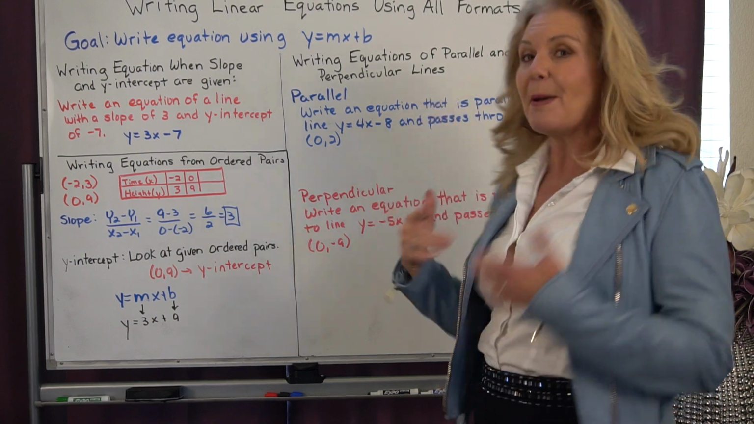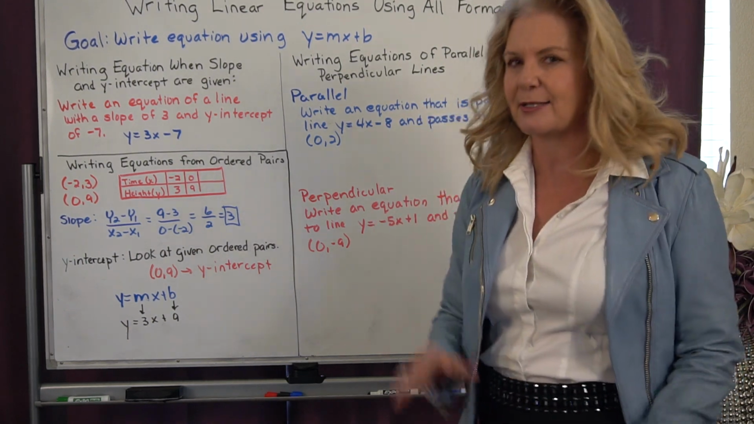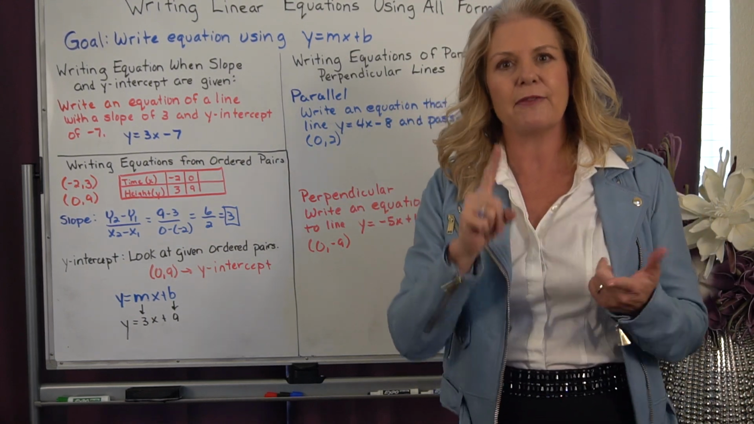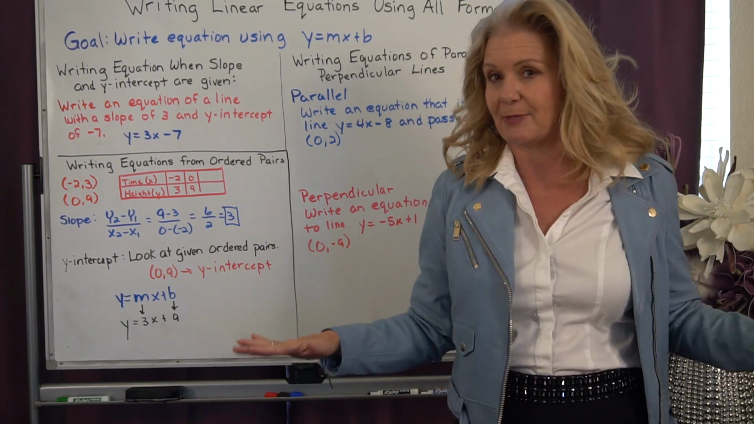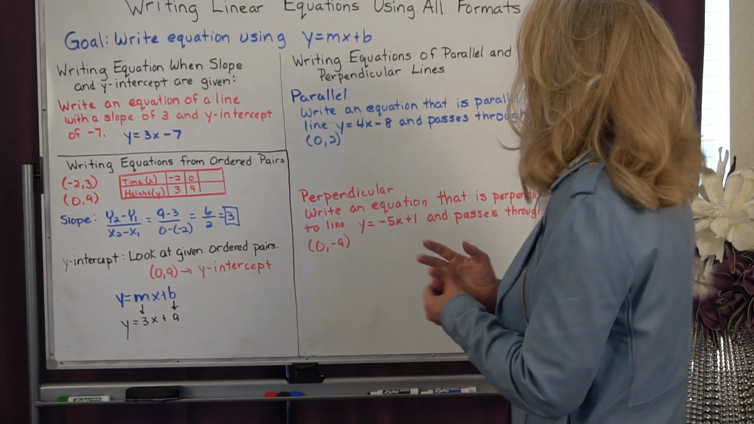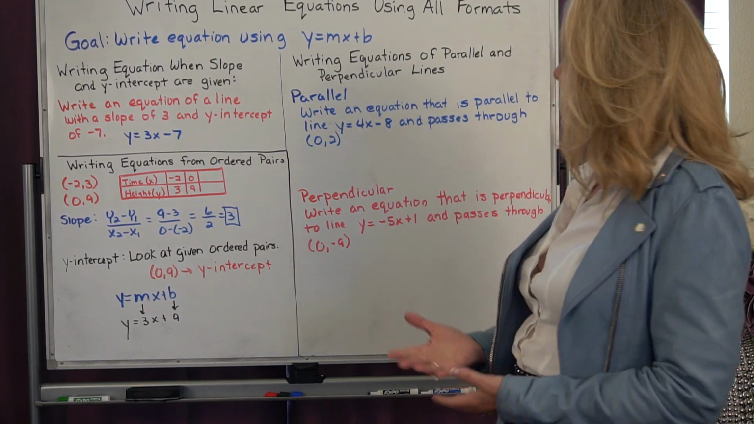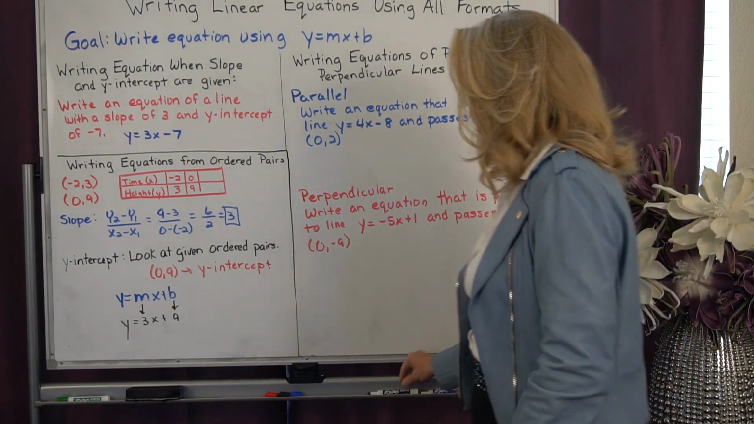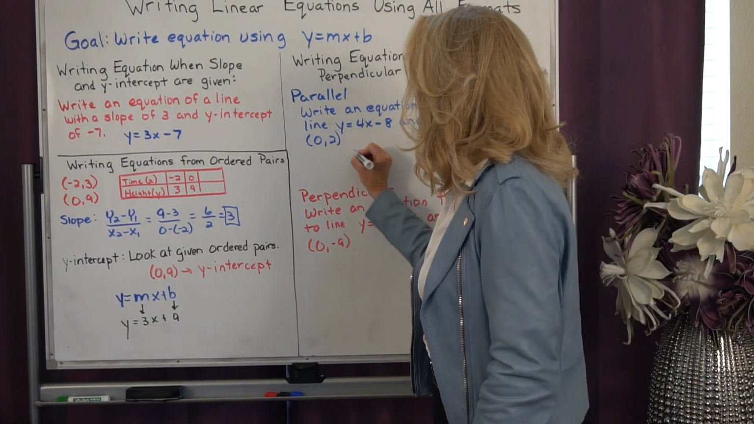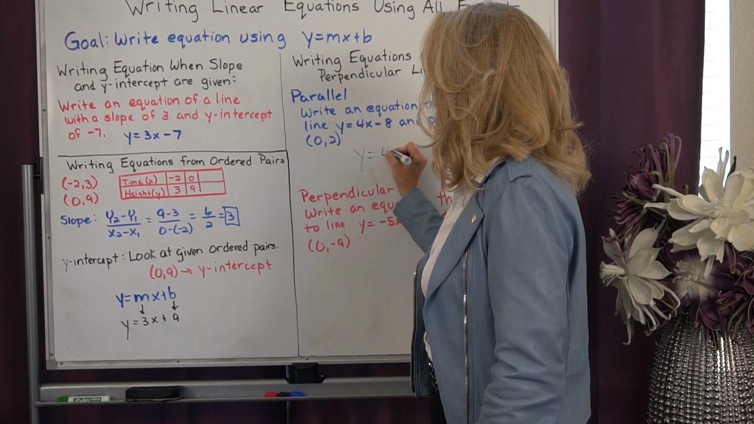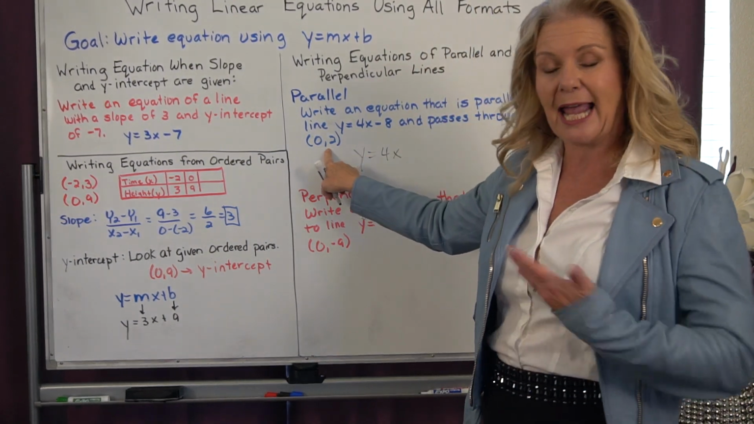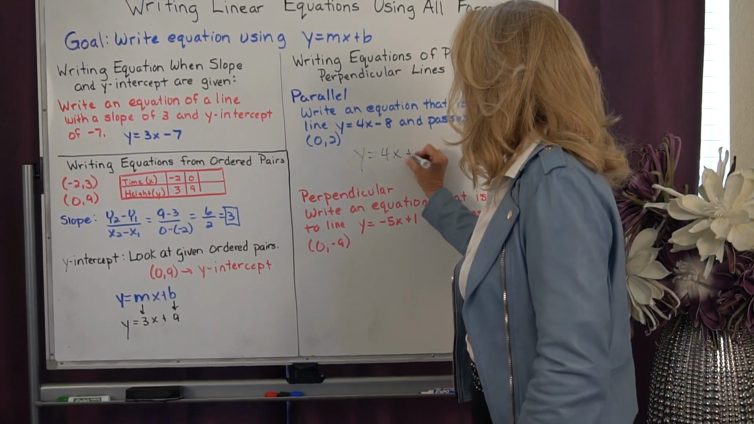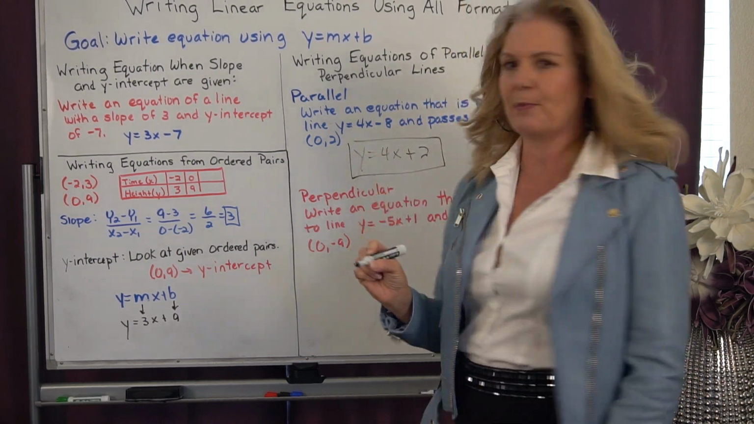All right, what about parallel versus perpendicular lines? Okay, we learned in a past lesson that two lines are parallel if their slopes are the same. Their y-intercepts don't have to be the same, but the slope has to be the same. So if they said, write an equation that is parallel to the line y equals 4x minus 8 and passes through 0, 2. Well, that's really easy to do because all I have to do is keep the slope the same, y equals 4x. And remember, any ordered pair that has a 0 and a number, that's your y-intercept. That's a positive 2. That would be a parallel line.